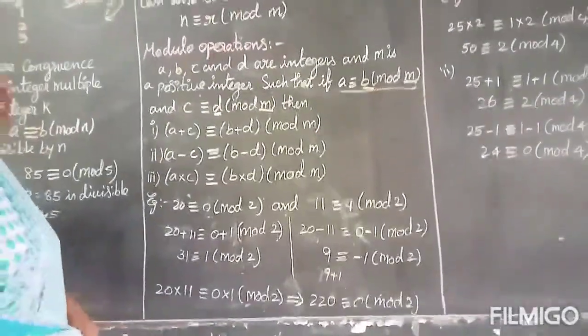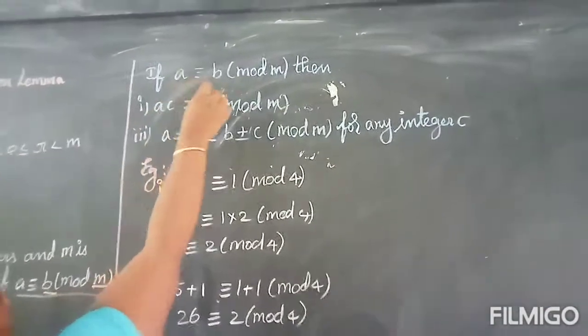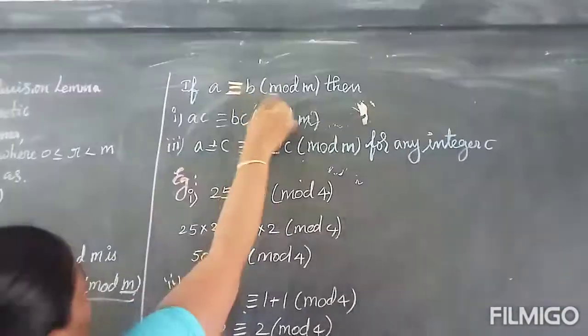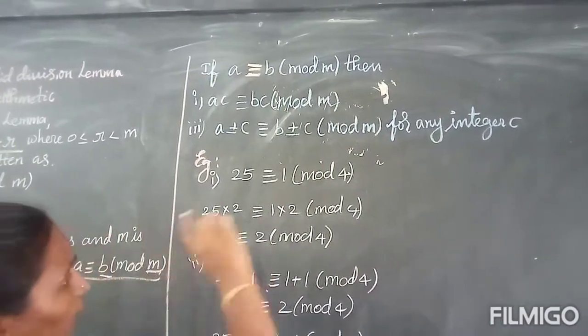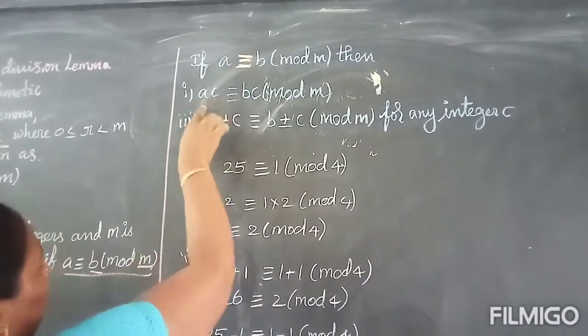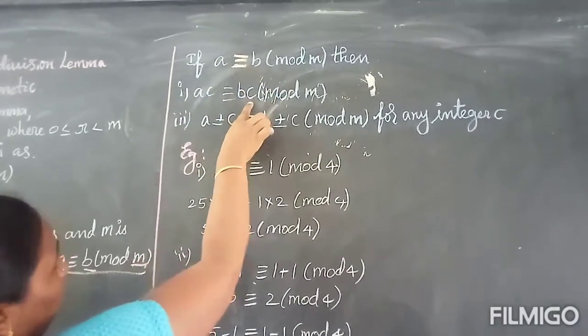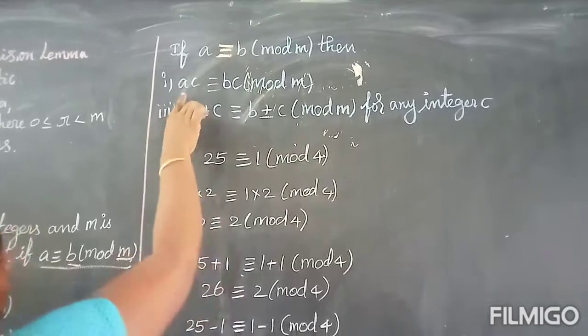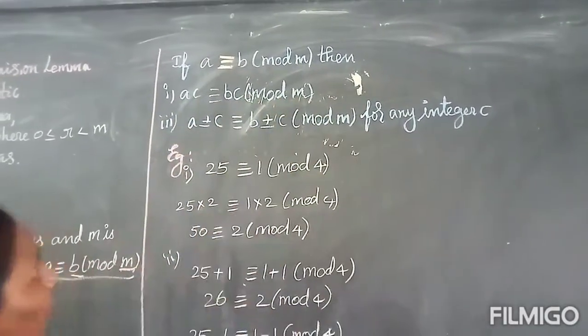Modulo operations. Then move on to the next theorem. If A is congruent to B mod M, then you can multiply by a constant, any integer, with this A. That same constant, that same integer should be multiplied with the remainder also, that is for B also. That is, A into C is congruent to B into C mod M.